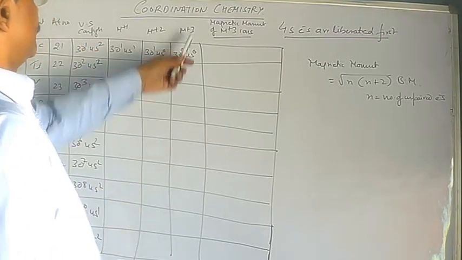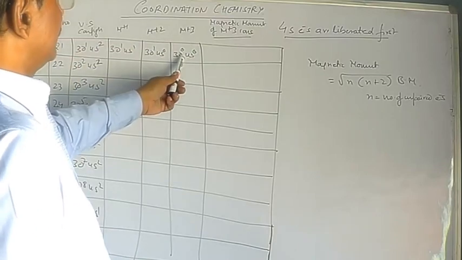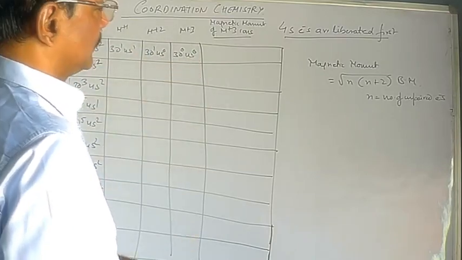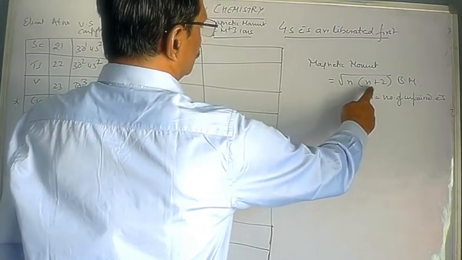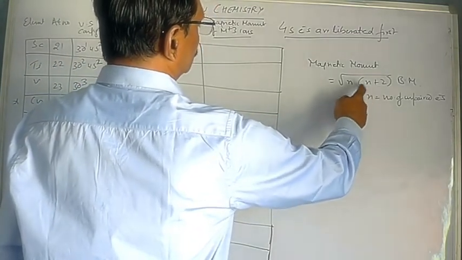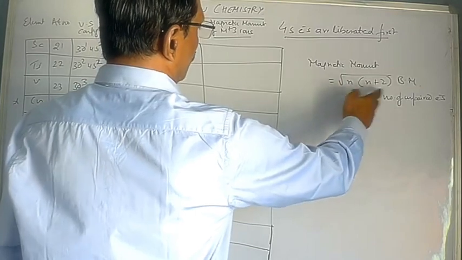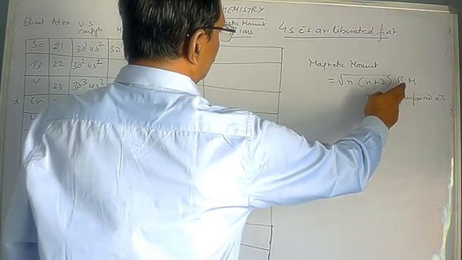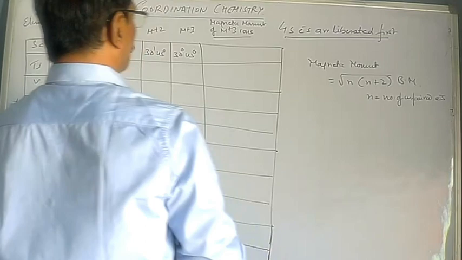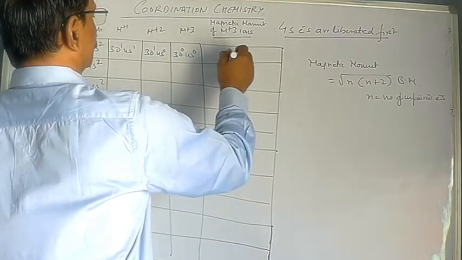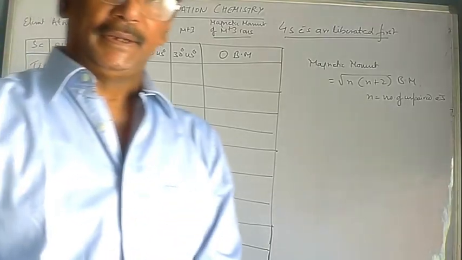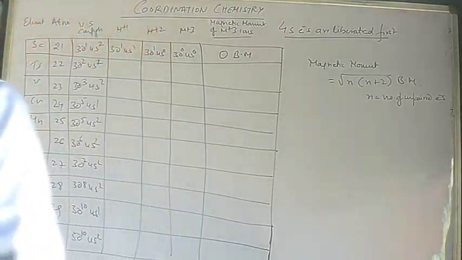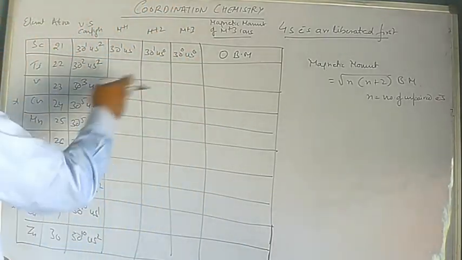But in the tripositive ion of scandium, we find neither d electrons nor s electrons are present. Therefore, the number of unpaired electrons is 0. So 2 plus 0 gives you 2 and 2 multiplied by 0 gives you 0. BM is called Bohr magneton, it is the unit of magnetic moment. So for scandium we get 0 Bohr magneton magnetic moment. It will not show any magnetic property. Class, we will have to fill up the entire table.